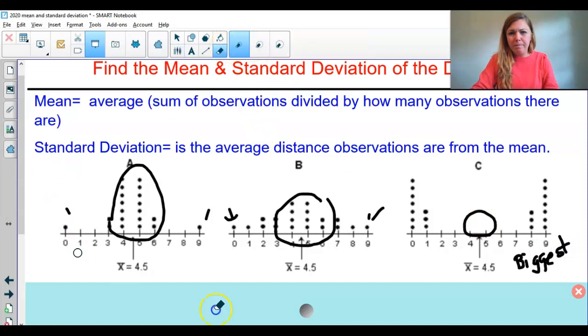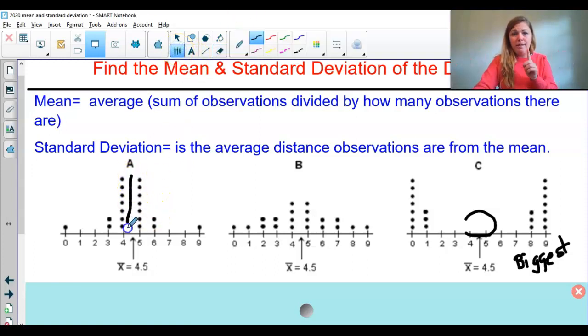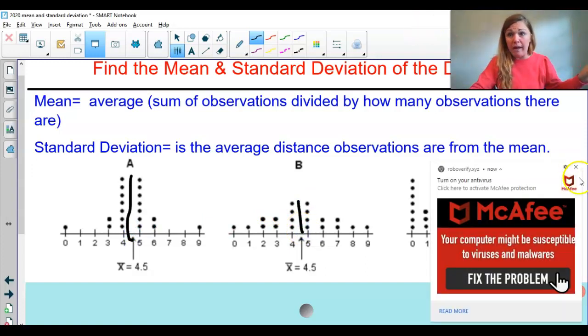Looking over here, which one do you think would have a bigger standard deviation? Would it be B or A? Remember, the average distance observations are from the mean. They both have a mean at 4.5. Which one has more observations further away from the mean?